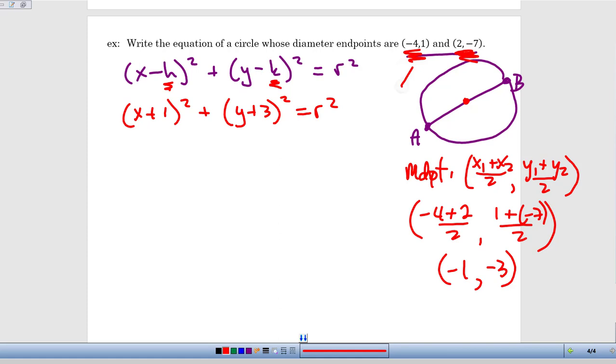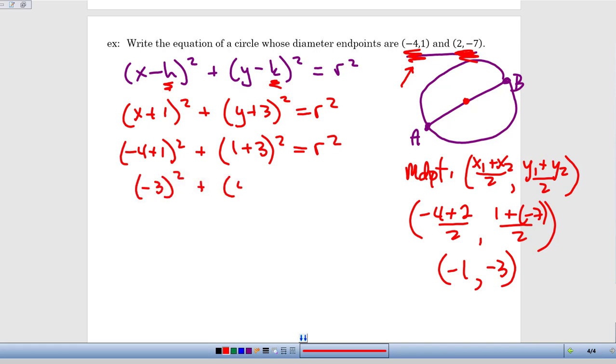So if we use the first point here, just because it's first, it doesn't matter which one we use, I'm going to plug in -4 in place of x, and I'm going to plug in 1 in place of y. And so now we go through, -4 plus 1 is -3, plus 1 plus 3 is 4, equals r squared. So now if we square both of these, -3 squared is 9, plus 4 squared, 16, equals r squared. So we know that r squared equals 25. That means that the radius is 5. But again, really what we need is r squared to finish out our equation.